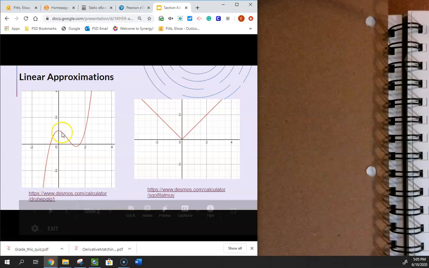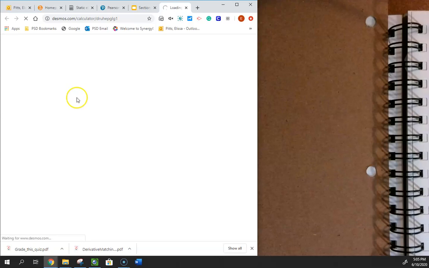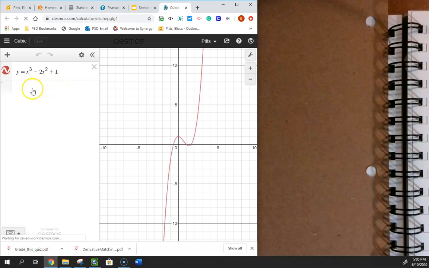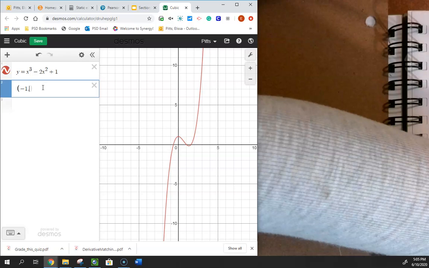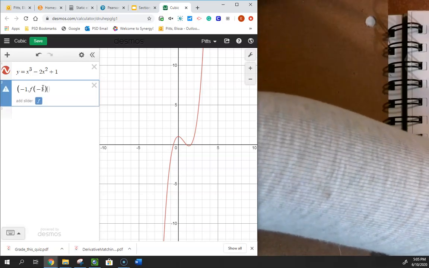So let's look at this function that we have here on Desmos. This is the function y equals x cubed minus 2x squared plus 1. And so let's say we're interested in x equals -1, I think the value of the function is -2. And let's say we're interested in doing a linear approximation at that point. So basically what that means is we're going to find the tangent line at that point. Let's put that point in there so you can see it. So that's the point -1 comma f of -1, which I believe is -2.